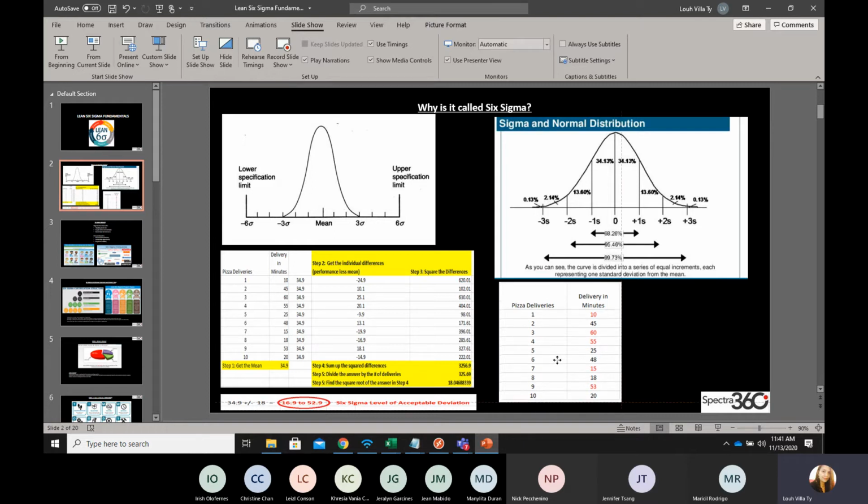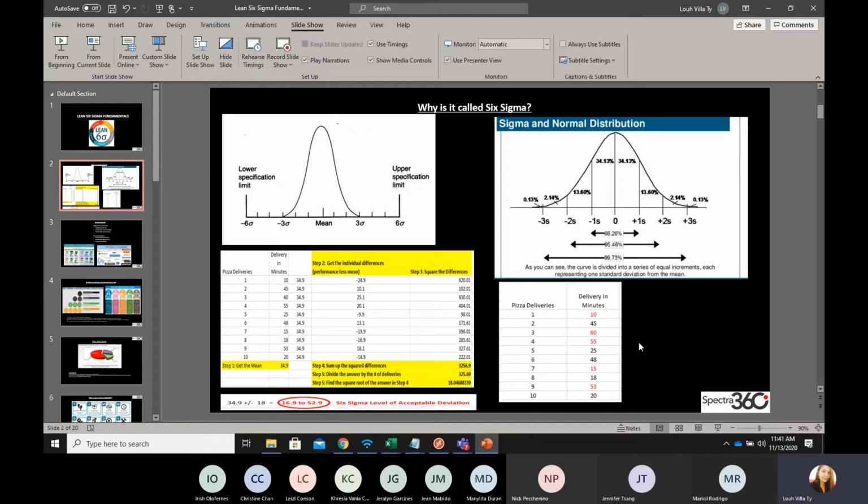In this example, if you can see, a lot did not meet the acceptable deviation. I colored it red. Number one is below the acceptable deviation, 3 and 4 as well, 7 as well, and 9, right? What is the percentage of the total number of deliveries which fell short of the acceptable standard deviation? That's 5 out of 10.